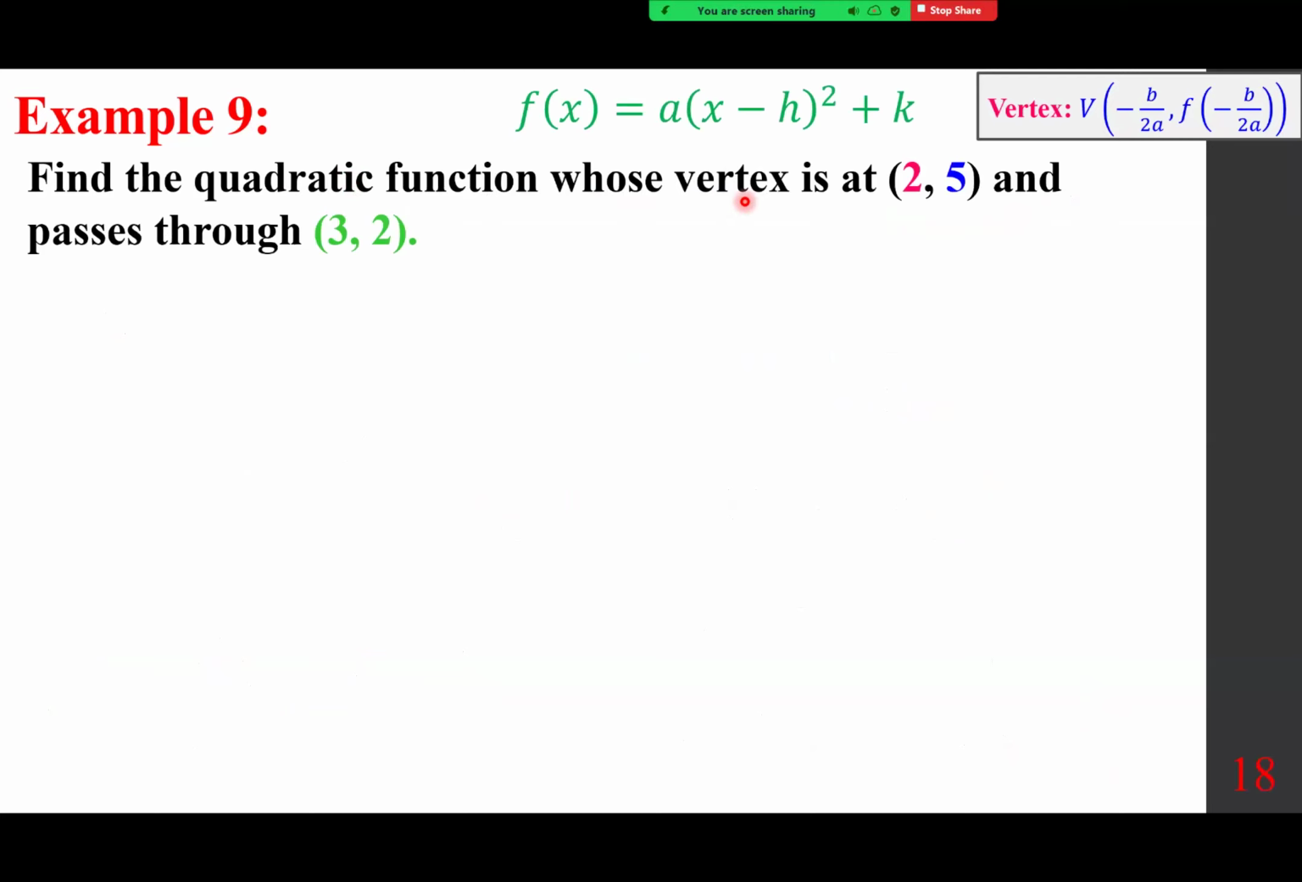Find the quadratic function whose vertex is at 2, 5 and passes through the pair 3, 2. Again, because the vertex is given, we're going to use this format: f of x equals a times x minus h squared, where h is 2, plus k, which is 5. And all you have to do now is use the pair that is given. 3, 2 means replace the x with 3, replace the y or f of x with 2.